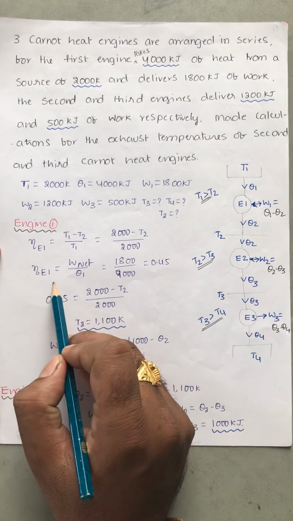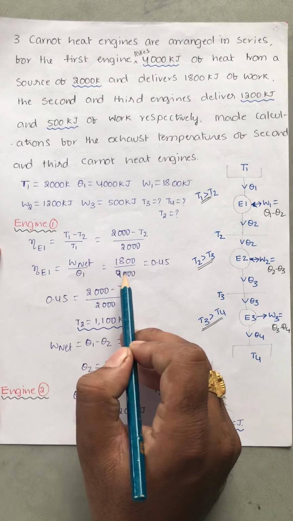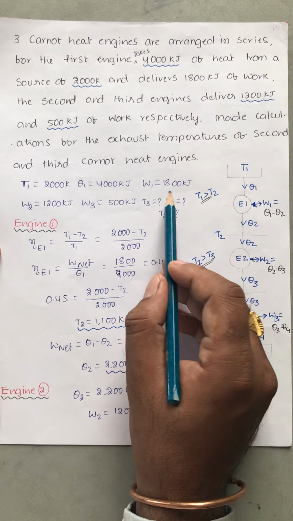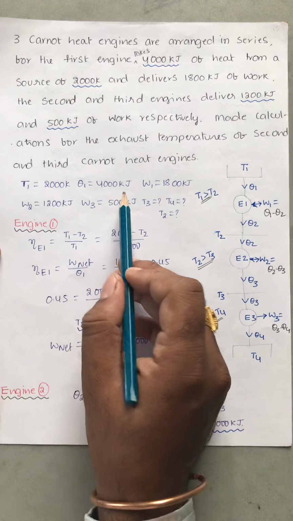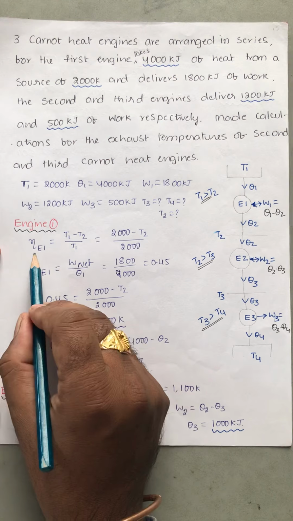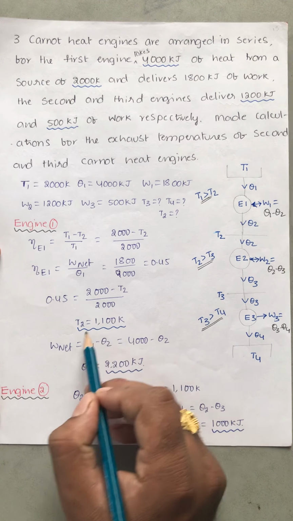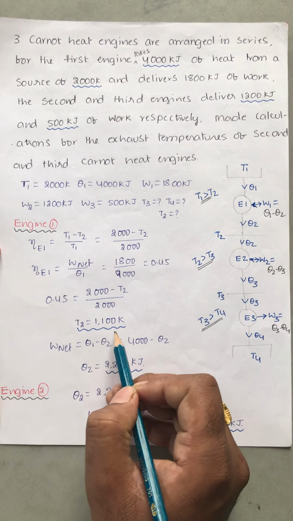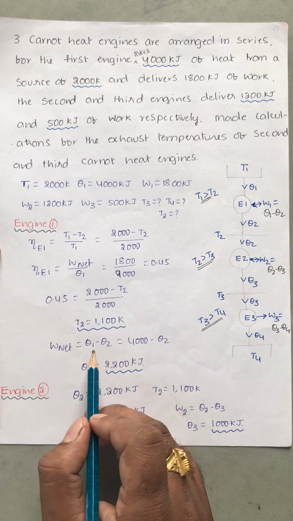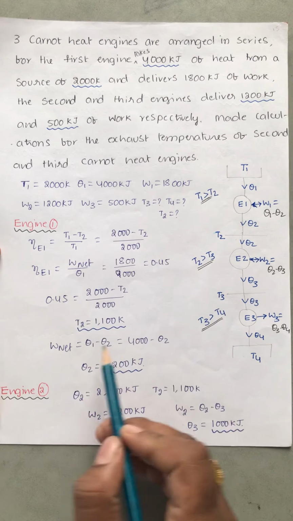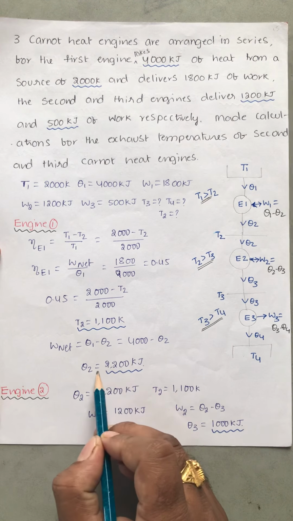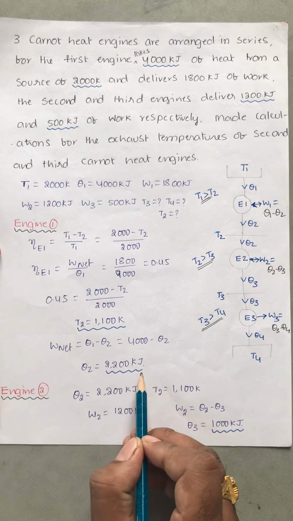Then you have another formula for the heat engine efficiency, that is W net by heat supplied. For the first engine, W net, the work output, is 1800 by Q1, which is 4000. 1800 by 4000 means it is 0.45. Then 0.45 is equal to 2000 minus T2 by 2000. So you will get T2 equal to 1100 Kelvin. From this, W net equal to Q1 minus Q2. If you know Q1 as 4000 and W net as 1800, then you will get Q2 as the difference of these two, that is 4000 minus 1800, that is 2200 kilojoules.